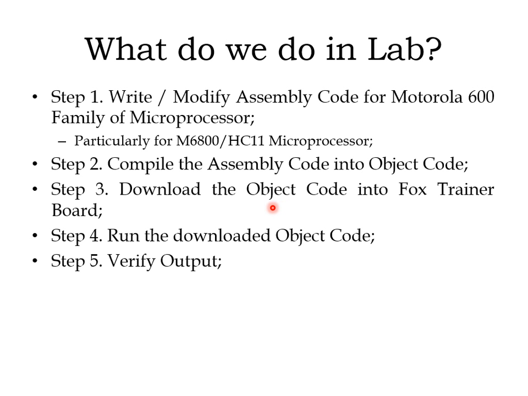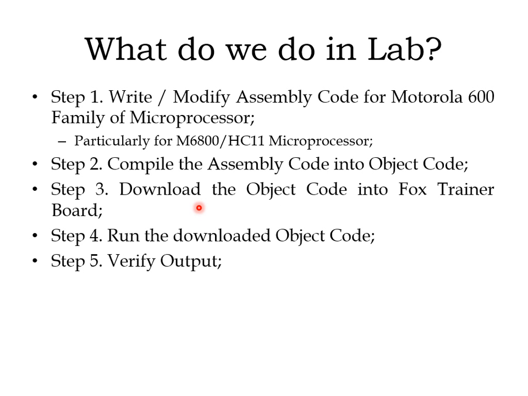Once we have that file, we actually load it. We call it downloading. We download that file from the computer to this Fox trainer board. Look at this: we are writing everything in the computer, and once we compile it, all the object codes are here in the computer. Now, we actually want to run the object code for this microprocessor, so we download that code from the computer to this board.